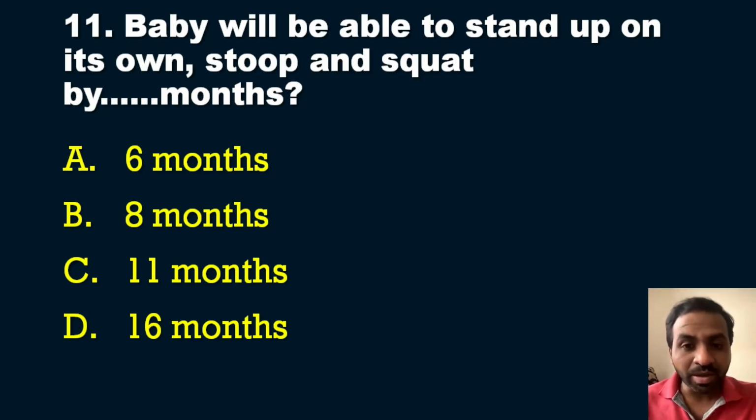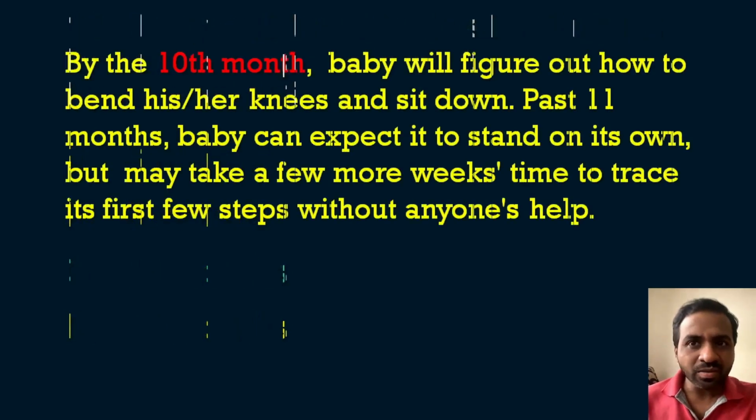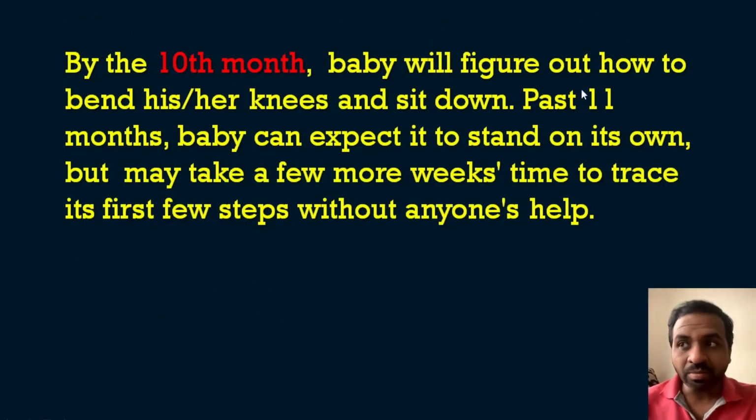So when can the baby stand on its own, stoop and squat? You're right, option C, 11 months, is the answer. We know that by the 10th month, the baby will figure out how to bend his or her knees and sit down. By the end of 11 months, the baby can be expected to stand on its own, but it may take a few more weeks to take its first steps without anyone's help. So the answer for our question is 11 months.